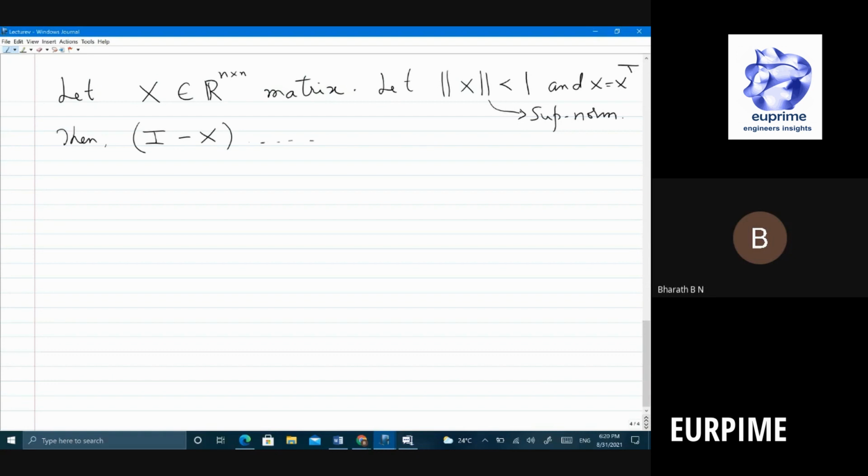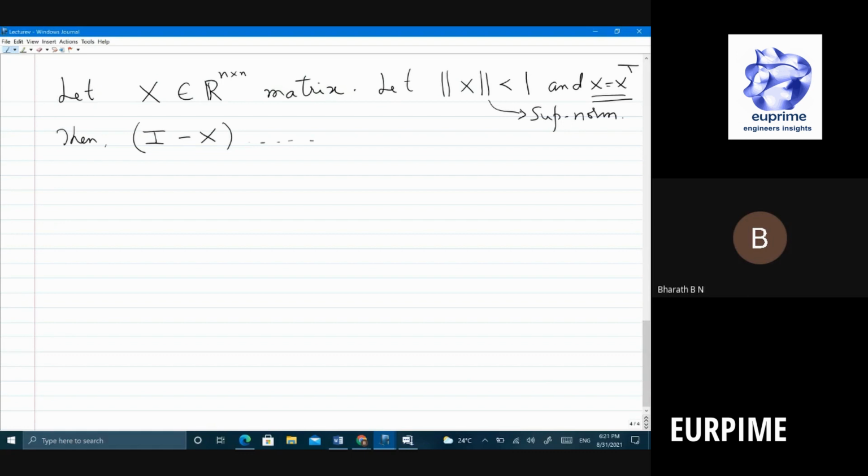Let's see what can you say about this matrix. Is I minus X invertible? How do you verify that? The moment you see this, what can you say about the matrix? X is equal to X transpose, symmetric. The moment you see a symmetric matrix, what do you infer? Louder. Eigen? Yeah, it has an eigenvalue decomposition, right?